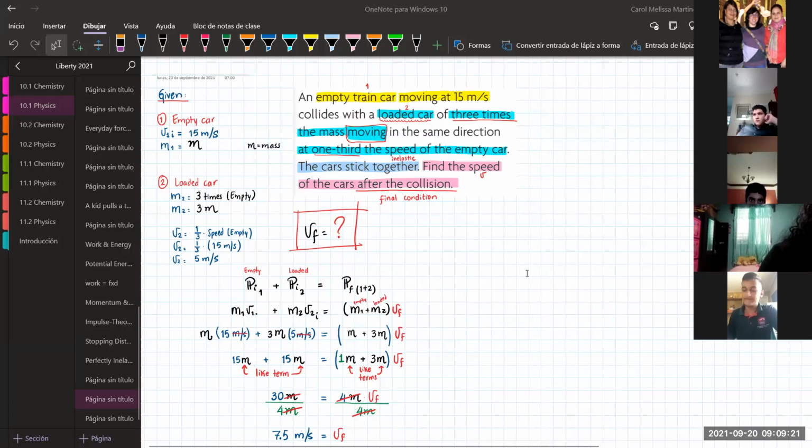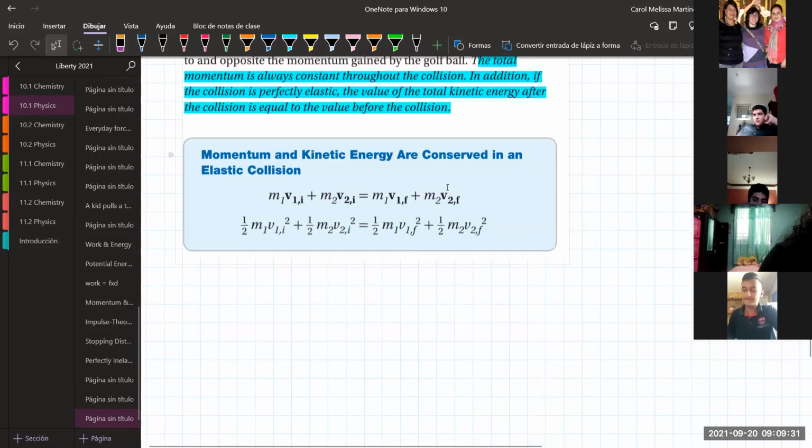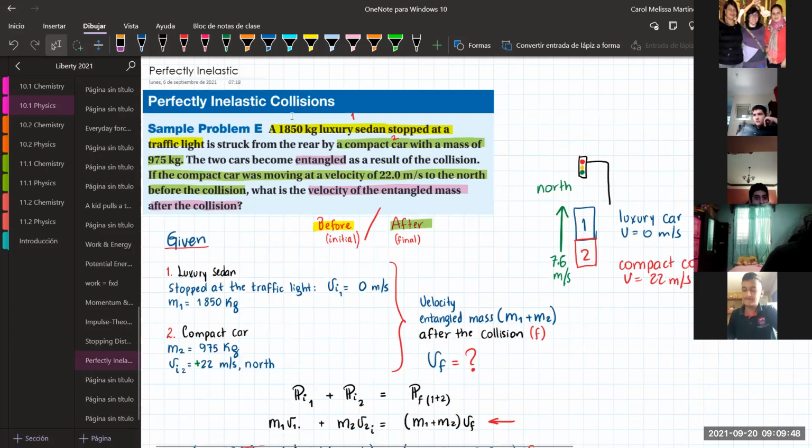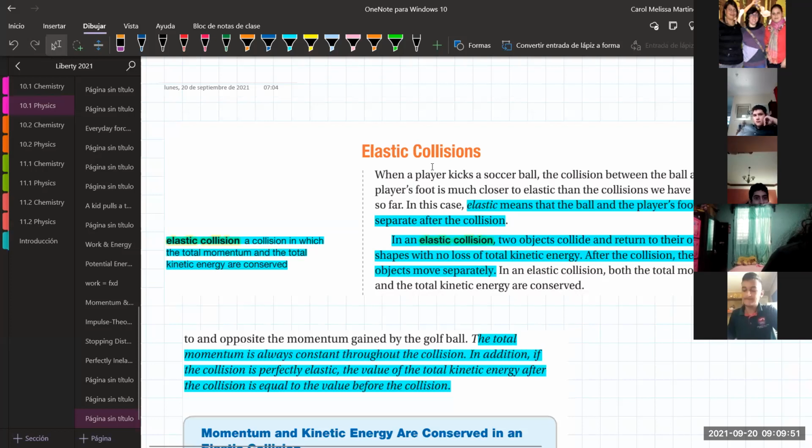Now, it is going to be a class and it's going to be more about practice. Okay, so I will introduce a new topic, only the theory, and tomorrow in the afternoon I will continue with this topic. It is related. Remember that there are two kinds of collisions. We have inelastic collisions, like the one that we just saw, but we also have elastic collisions. Now take a look at this example. When a player kicks a soccer ball, the collision between the ball and the player's foot is much closer to elastic than the collisions that we have studied so far.